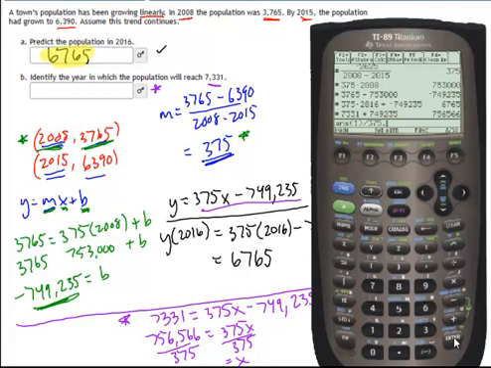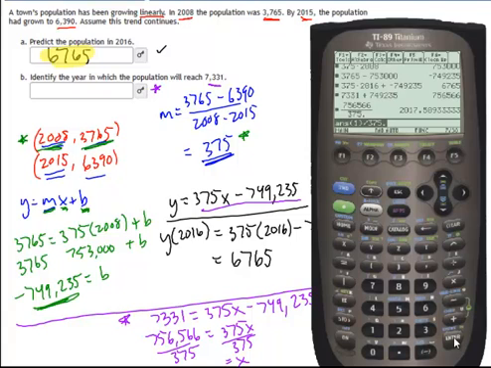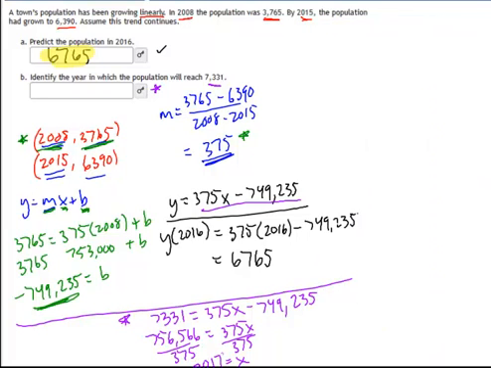I'm going to go ahead and put a decimal in here just in case my answer forms as a decimal. So what I see is 2017. It will reach that given population. So that would be my second answer.